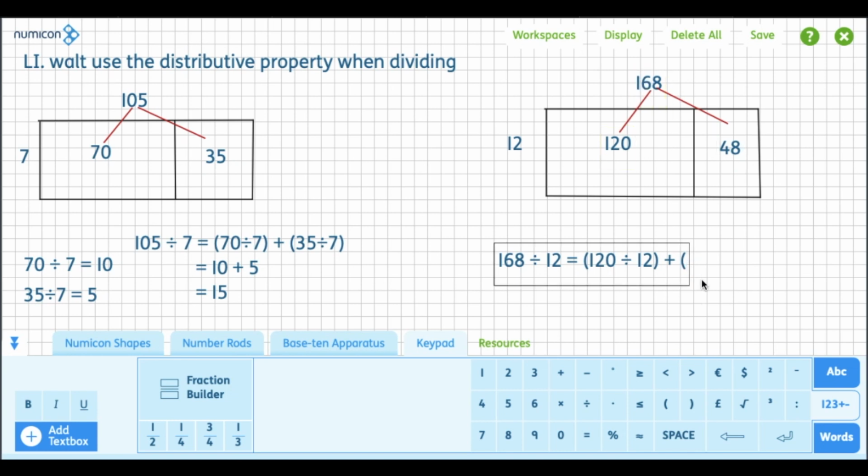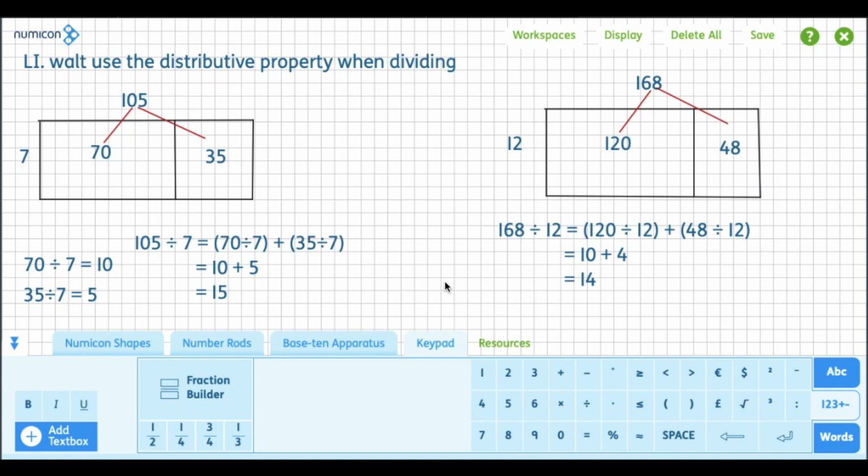So here I've got 48 divided by 12, okay? And as you know, 120 divided by 12 is 10, and then 48 divided by 12 is 4. So 168 divided by 12 is actually equal to 14, okay?